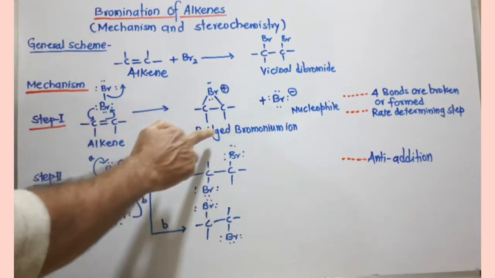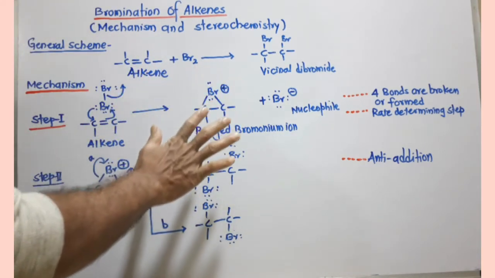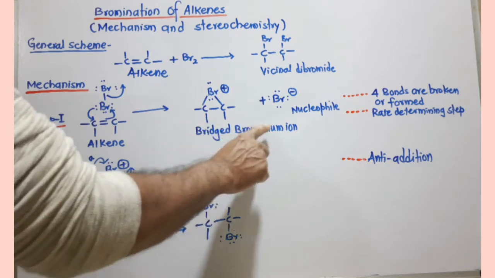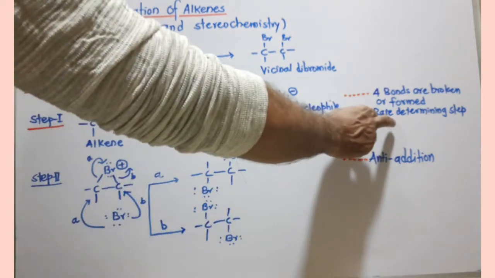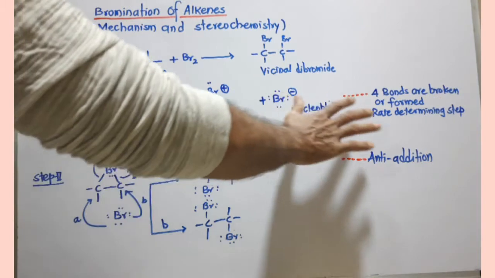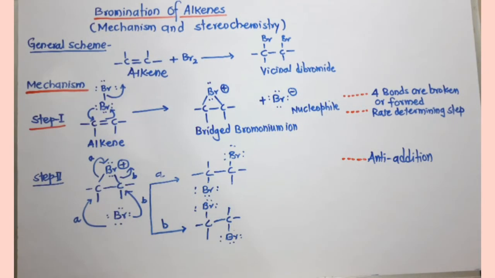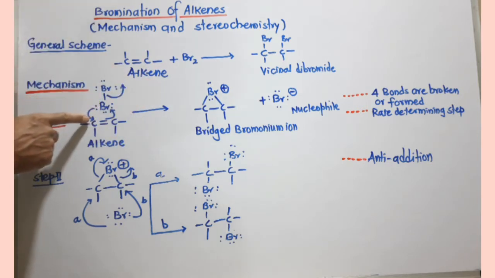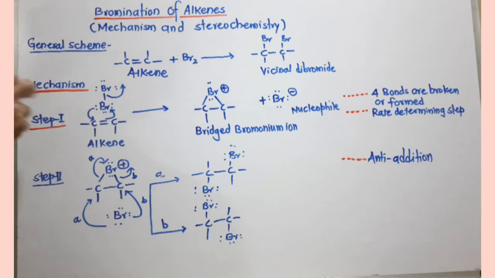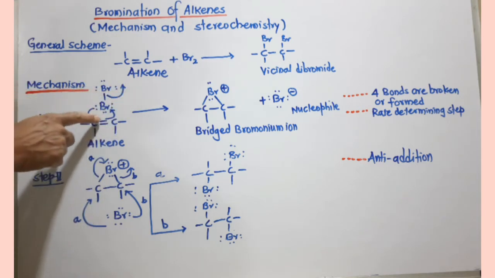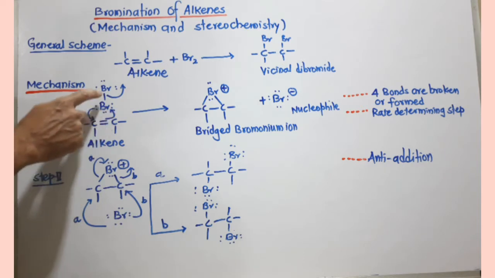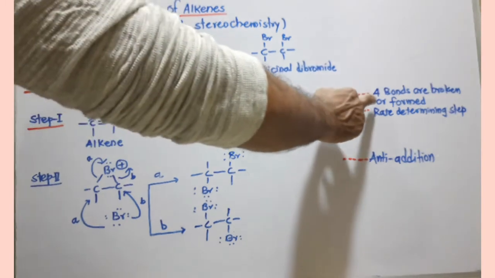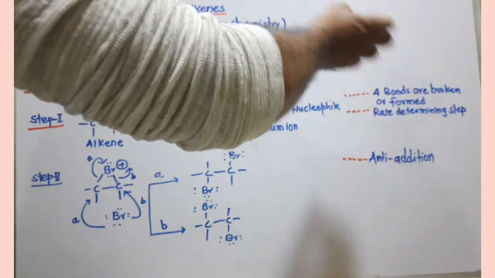Now, this cyclic compound is an unstable compound in fact. So this is called bridged bromonium ion, and the first step is the rate determining step. So the rate of this reaction depends on the first step. One more thing I want to add here, there are 4 bonds broken or formed. You can see one this bond, second this bond, third this bond, and one pi bond. So the pi bond is broken, this bond is formed, this bond is formed, and this bond is broken. Because of that, I have written here 4 bonds are broken or formed.